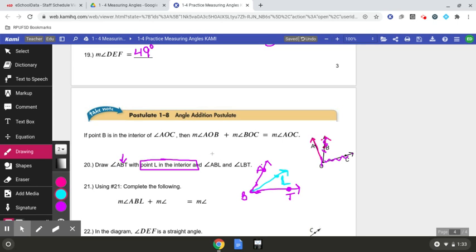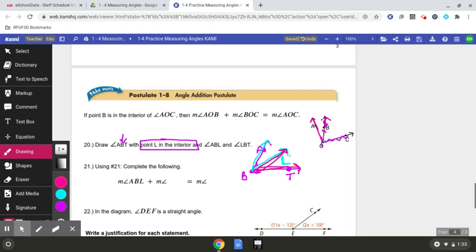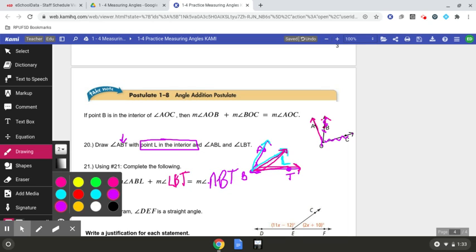Okay, and then basically now we've just created two smaller angles within this one. So we've created angle ABL, which is this one here. And then we've created LBT, this angle here. Okay, so basically using this diagram, now we can say that ABL, the teal angle, plus that pink LBT, they make up the entire purple, which was the angle ABT that we started with. And this is basically our addition postulate.